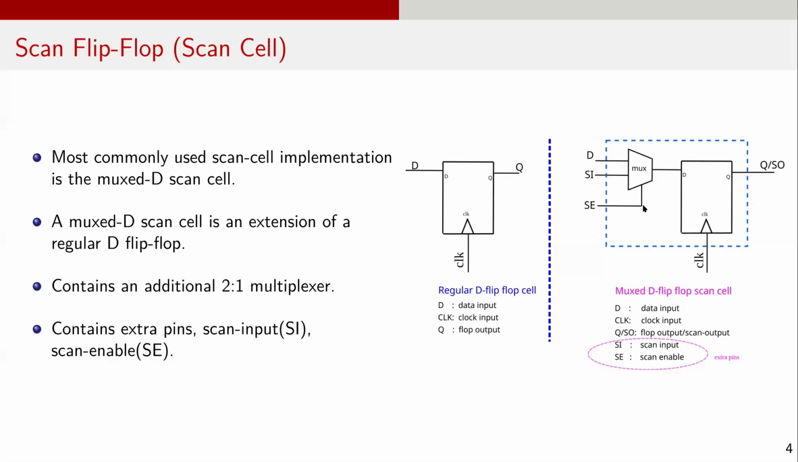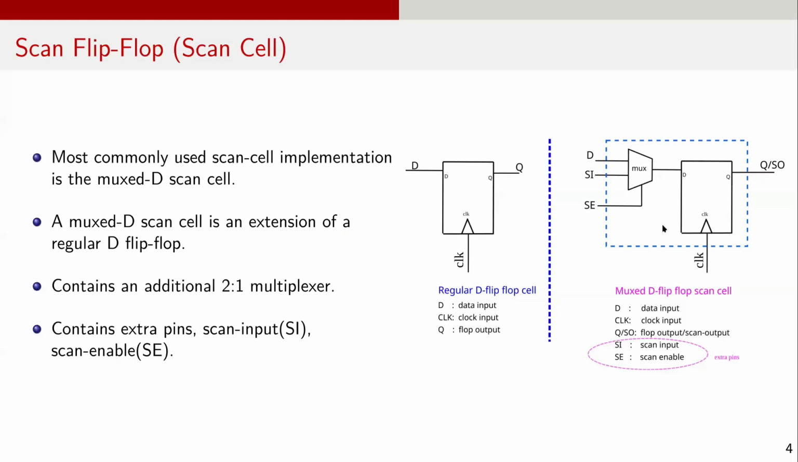When scan enable is 1, the flip-flop operates in scan mode. The value present at the scan input SI is captured and propagated to output Q on the active edge of the clock. Note that in this scan cell, the Q pin also acts as SO, or the scan output pin.